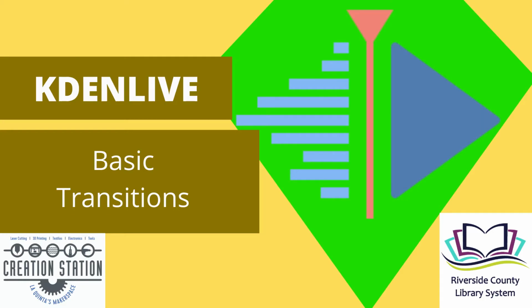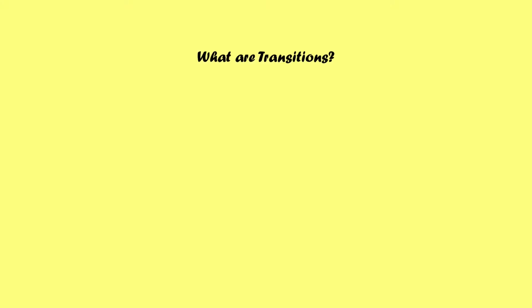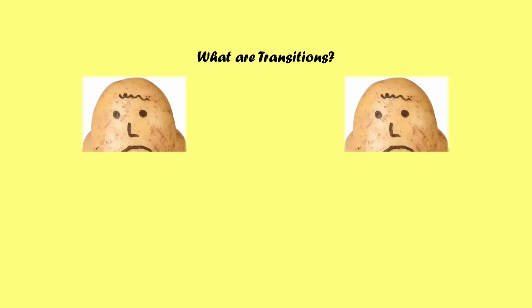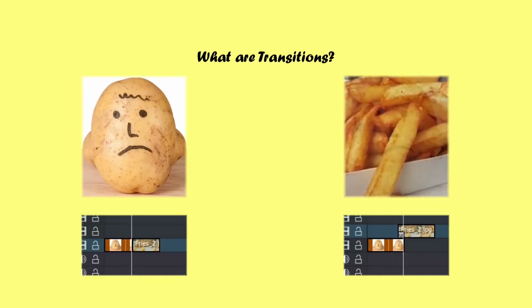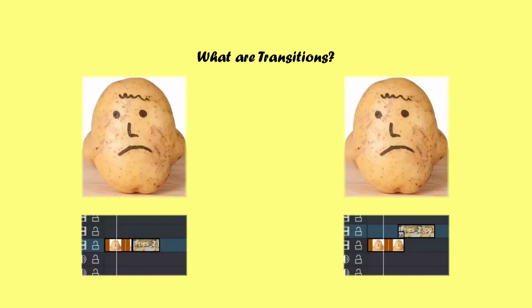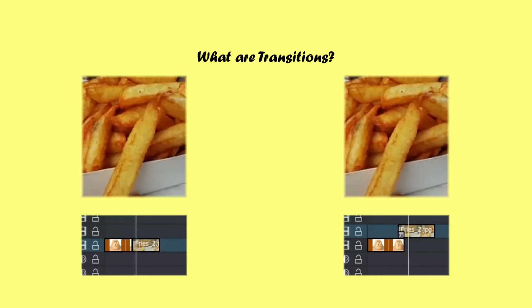But what do we mean by a transition? In this context, a transition is a blending animation between two different clips or images. The potato on the left has a harsh cut to French fries, and the potato on the right has a smooth transition into French fries. Today we'll be talking mostly about the wipe transition.